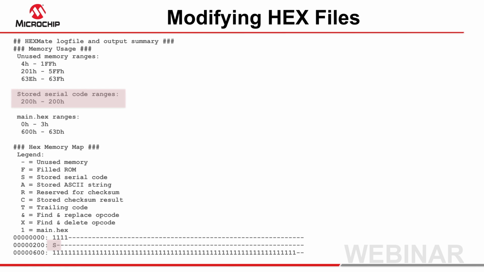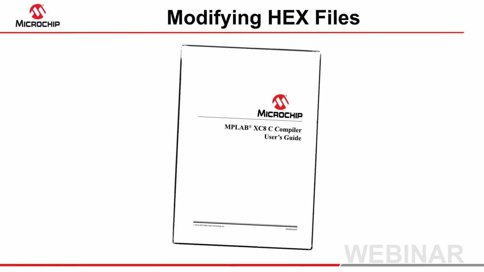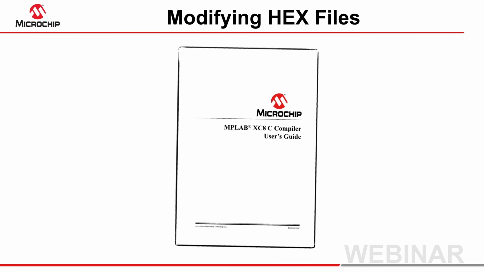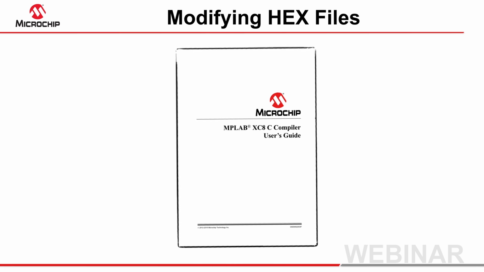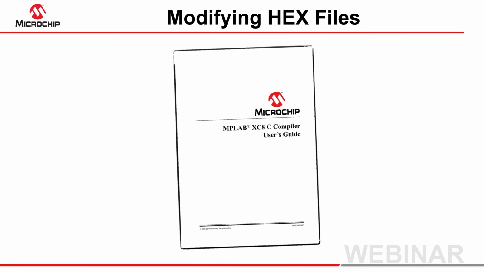For full information on the features and option formats available in Hexmate, consult the Utilities chapter of the MPLAB XC8 C Compiler User's Guide.